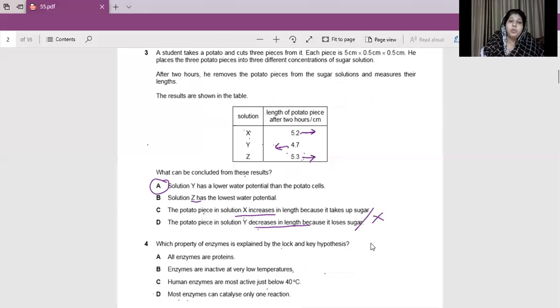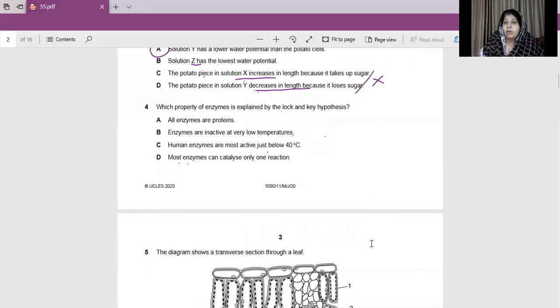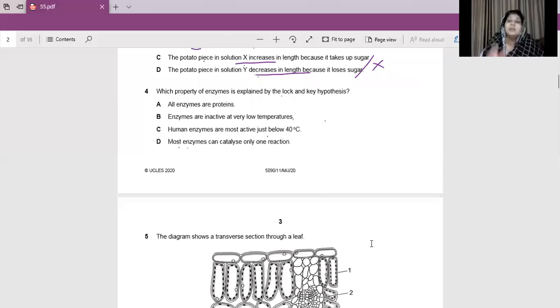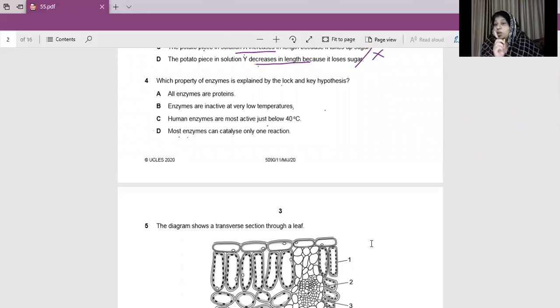Number four: which property of enzymes is explained in the lock and key hypothesis? Lock and key hypothesis means that a particular substrate fits into a particular enzyme. All enzymes are proteins. It is correct, but it is not related to the lock and key method. Enzymes are inactive at low temperature depends on the living organism. If that organism is living at 4 or 5 degrees, or in Alaska, its enzymes work best at low temperature. Human enzymes work best at body temperature, but we have to limit ourselves to the lock and key method.